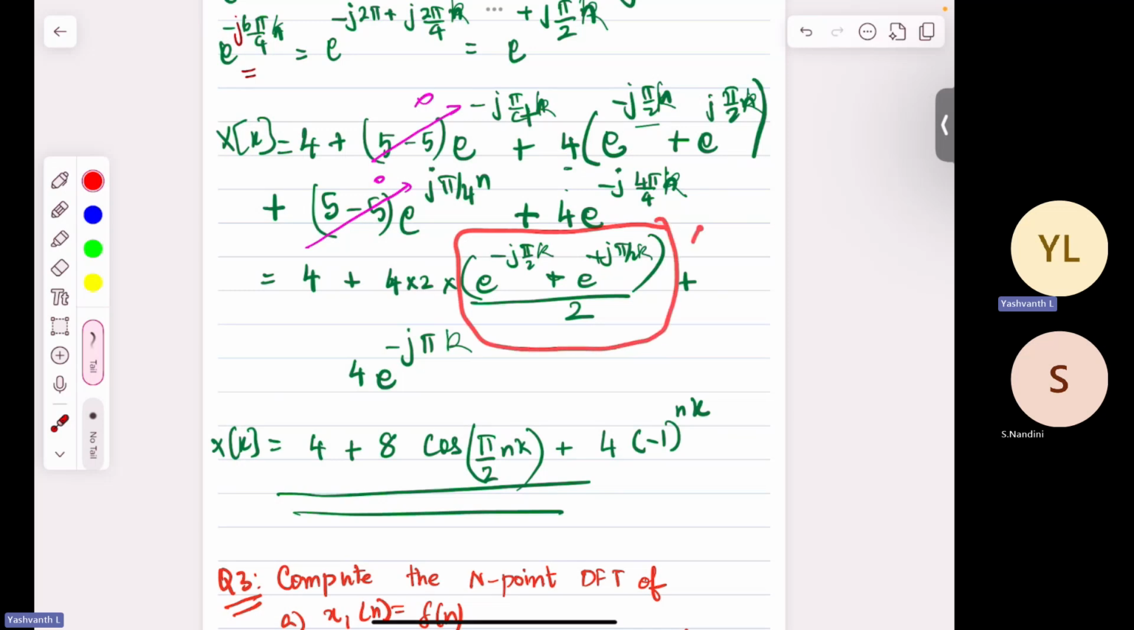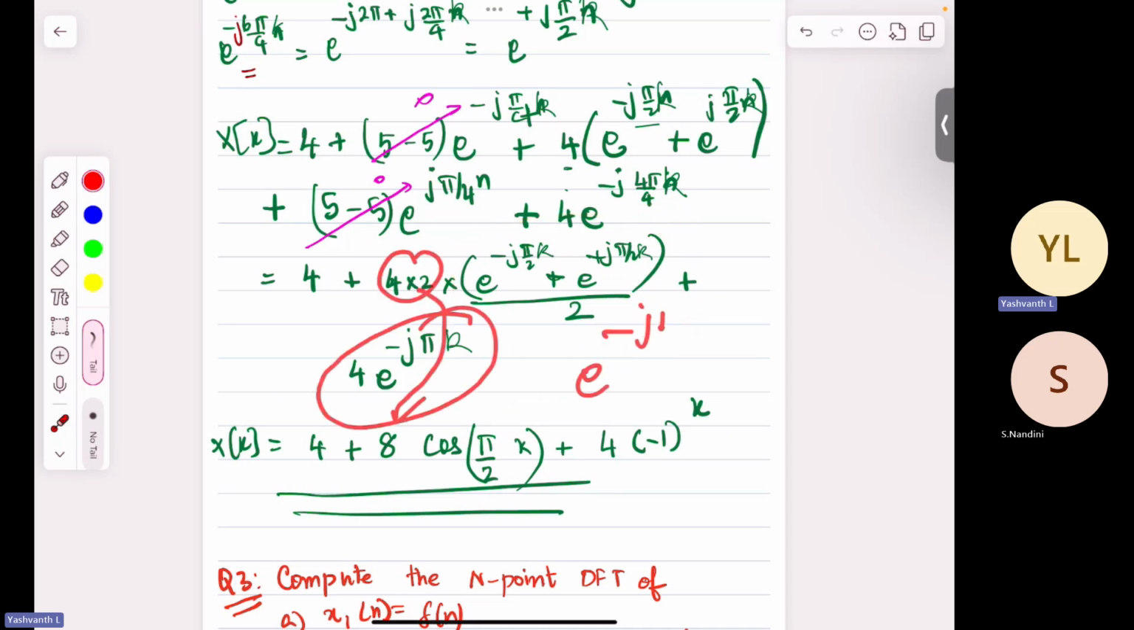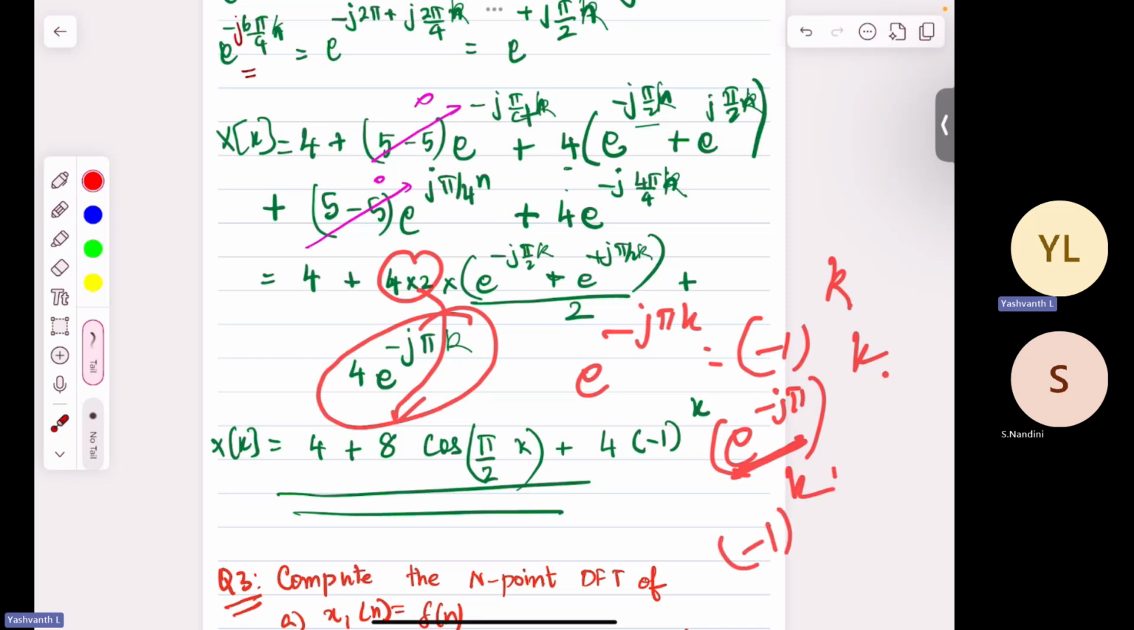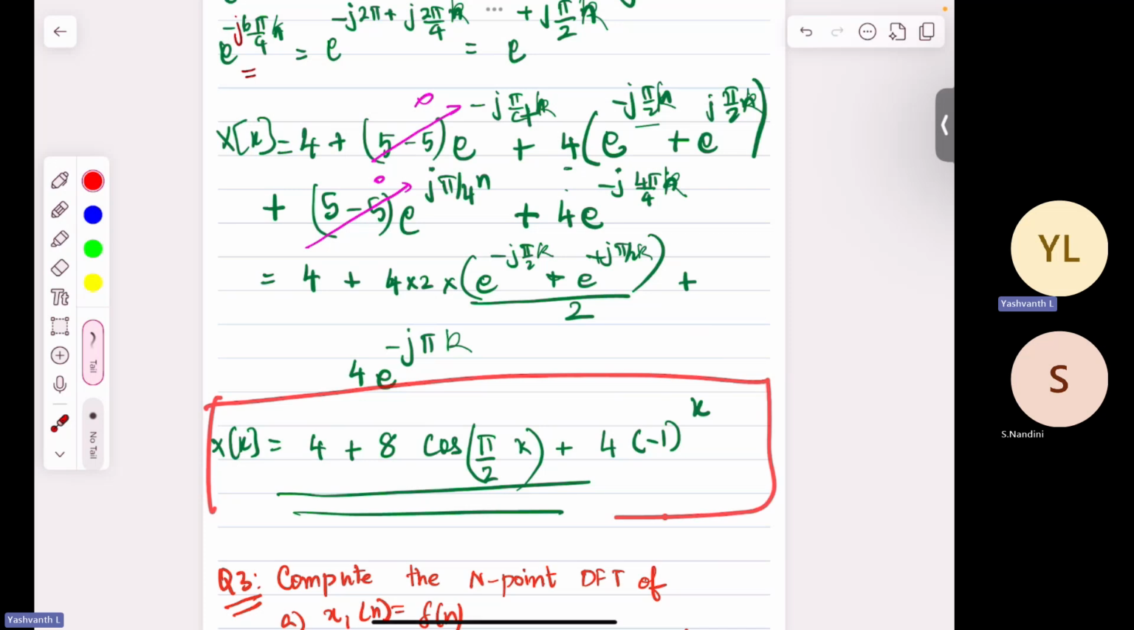This is nothing but Euler's relation for cos theta. Therefore, this is nothing but cos pi by 2 k. This is exactly cos pi by 2 k. 4 into 2 is 8, and plus e power minus j pi k is nothing but minus 1 power k, because e power minus j pi is minus 1, therefore minus 1 power k into 4. Okay, so this is the final expression for DFT.